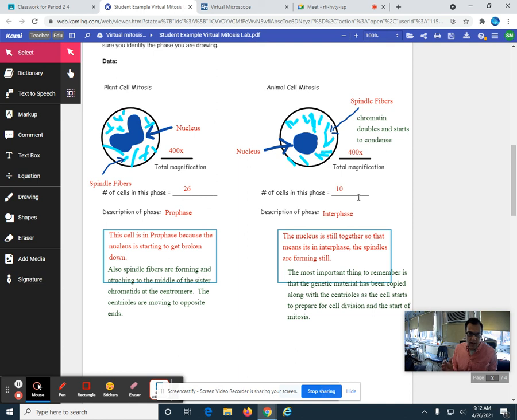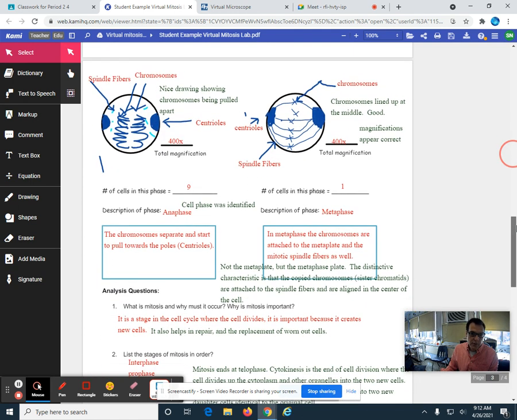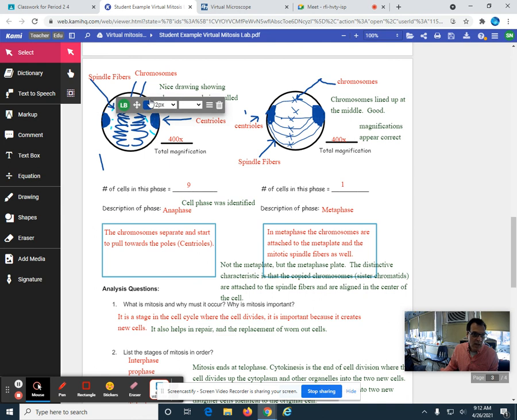The point was that you were trying to preview the slide and do a compare and contrast kind of thing and identify the different stages. Here are the other 2 drawings on the next page. Again, nicely labeled, nicely drawn, correct magnifications. Tried to identify the number of cells.